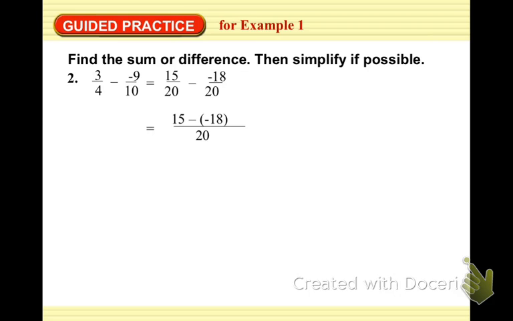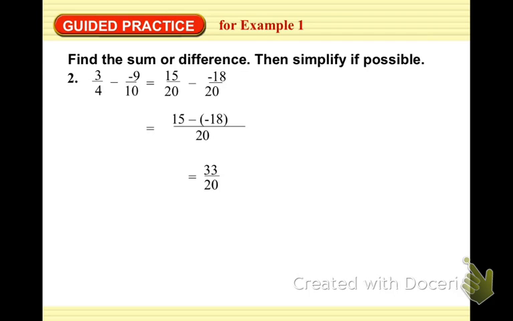Now remember that in this case I have two negatives. So for subtraction I want to change to addition and take the opposite of the next number. Taking the opposite of negative 18 is a positive 18. You could show your work by changing both to positive or by adding a negative. However you want to do that, this becomes 15 plus 18. Now they're both positive, so I add them and keep the positive. When I get done, I have 33 over 20.